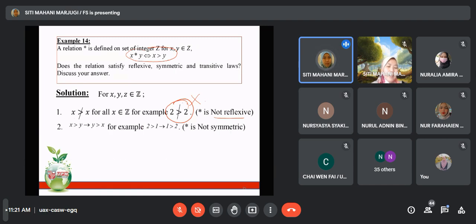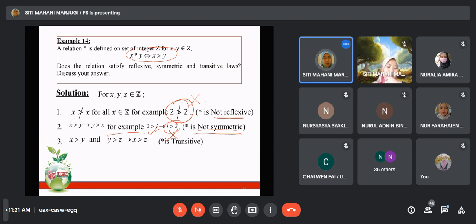Okay, for the symmetric, the second property, to show this is symmetric, you look at x greater than y, then y greater than x. Is it true? You can take any number. 2 is greater than 1, this is true, but 1 is greater than 2 is not. If we change the position, it's not the same. This one is true, this one is not true. This is wrong, so we can say this is not symmetric. You can give the example if you can.